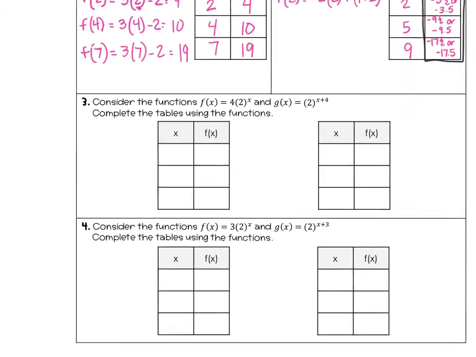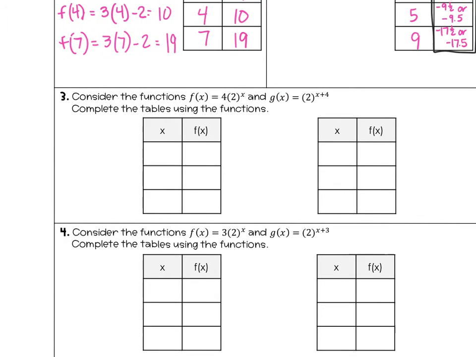Okay, number 3, consider the functions f of x equals 4 times 2 to the x power, and g of x equals 2 to the power of x plus 4. So complete each table using the function. I also wanted to add to this, I forgot to write it in, which function increases more quickly.